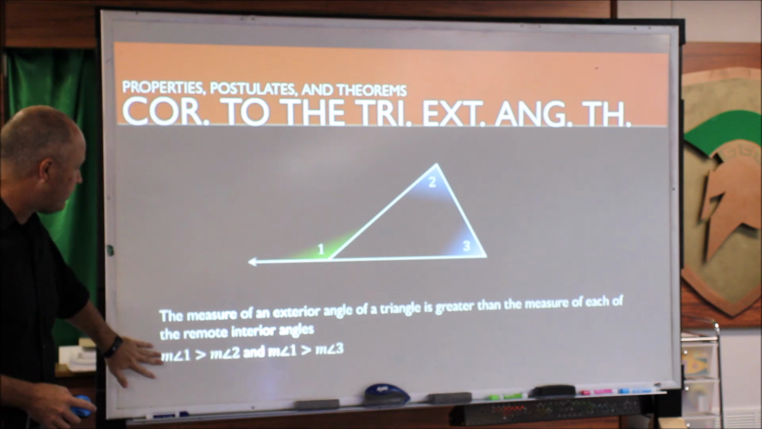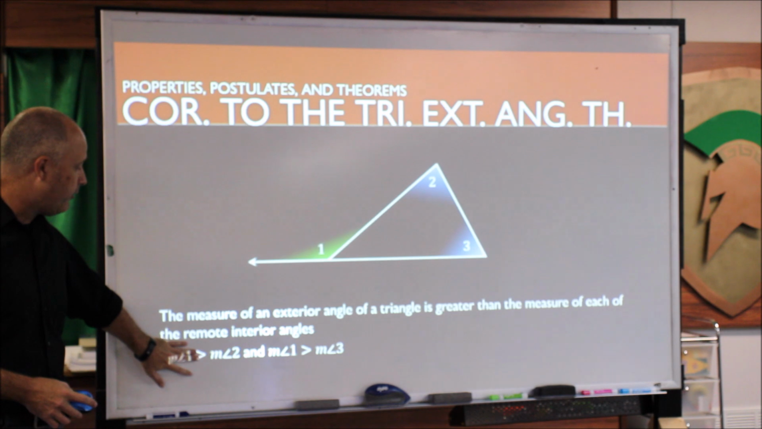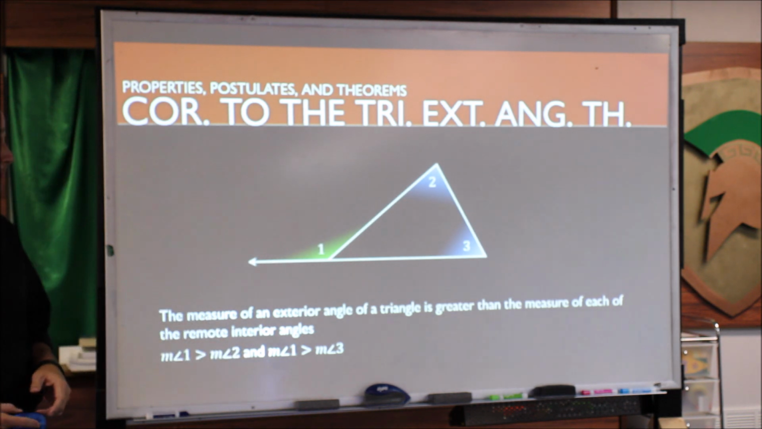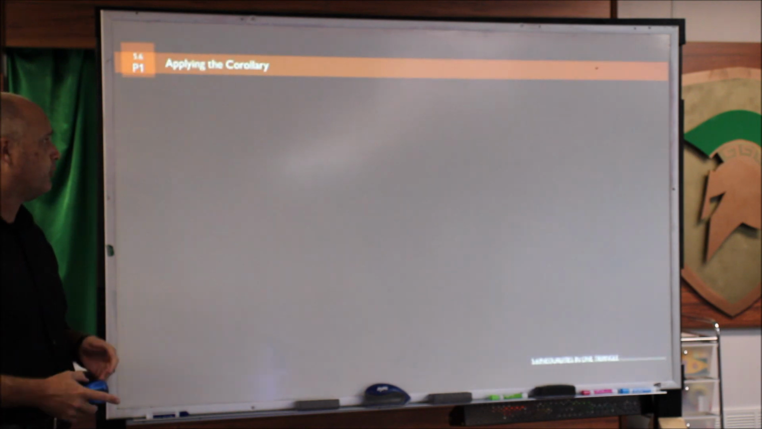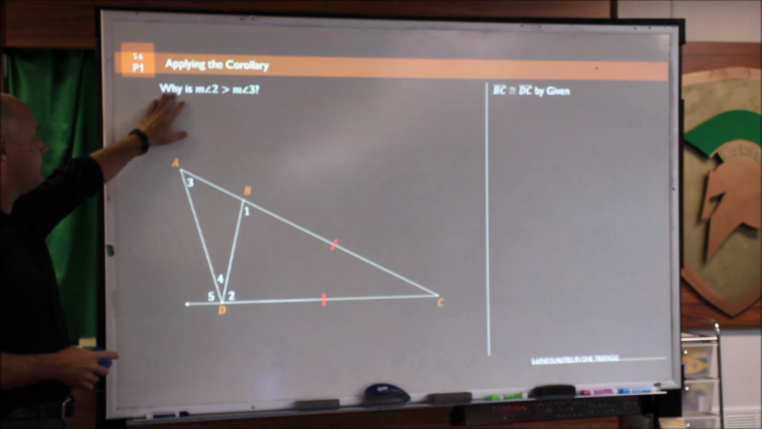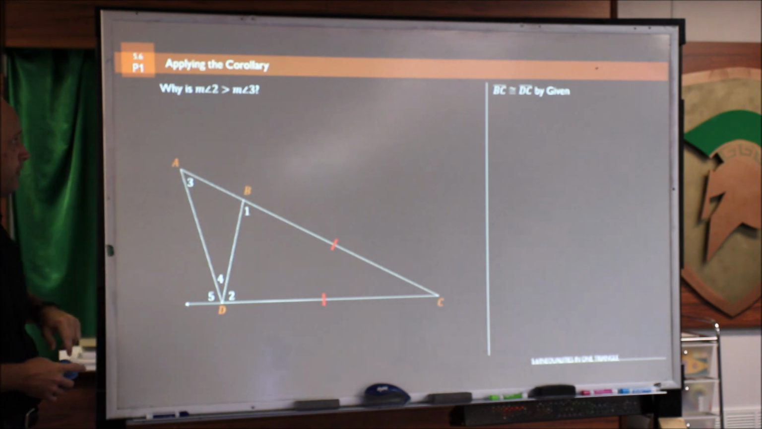So what we know here is that the measure of angle 1 is greater than the measure of angle 2, and the measure of angle 1 is greater than the measure of angle 3. Now, how are we going to apply this to a problem? Let's take a look at problem number 1 in the book here. It says, why is the measure of angle 2 greater than the measure of angle 3?